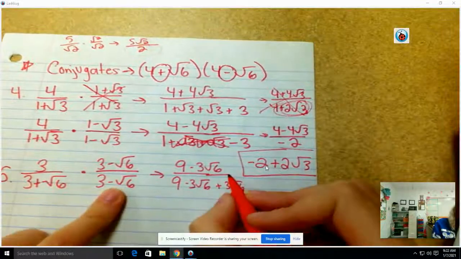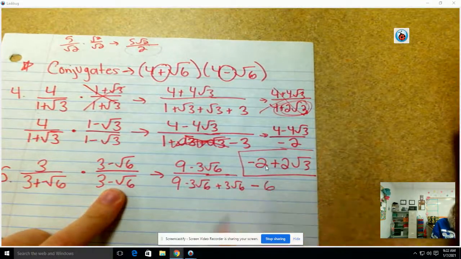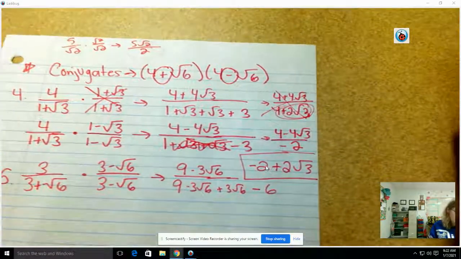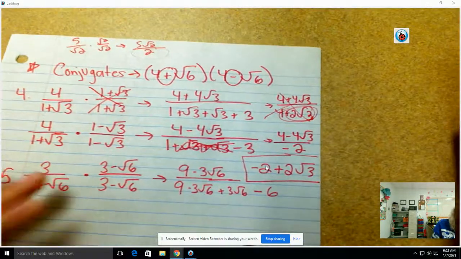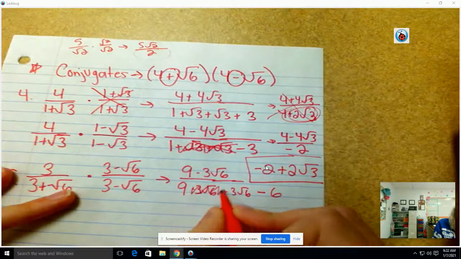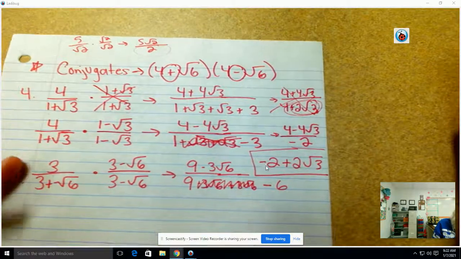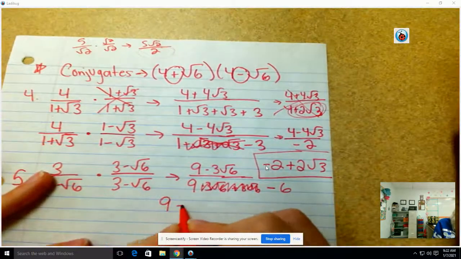And so we see how our denominator is a whole number. That's what we're looking for. But for this one, not all of them, but for this one, we are able to simplify one step further, able to do 9 divided by 3, which is going to give me 3 minus 3 radical 6.